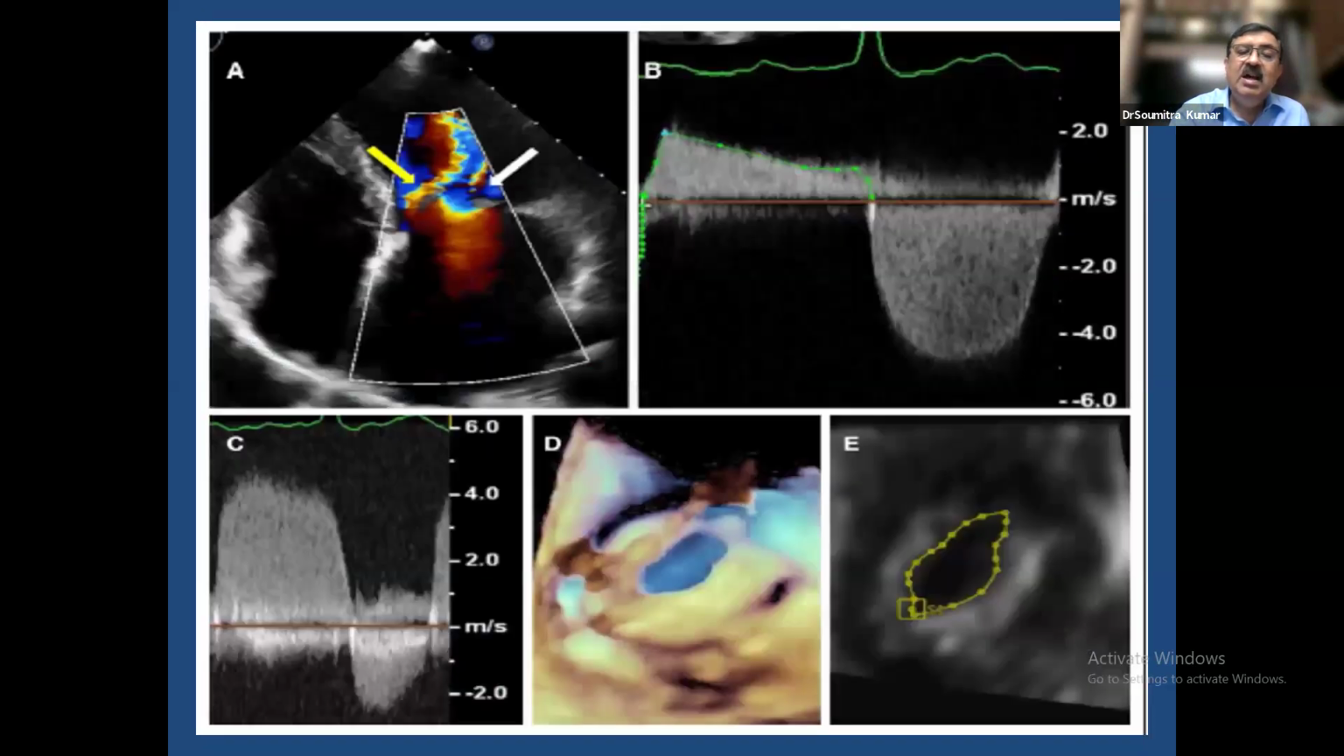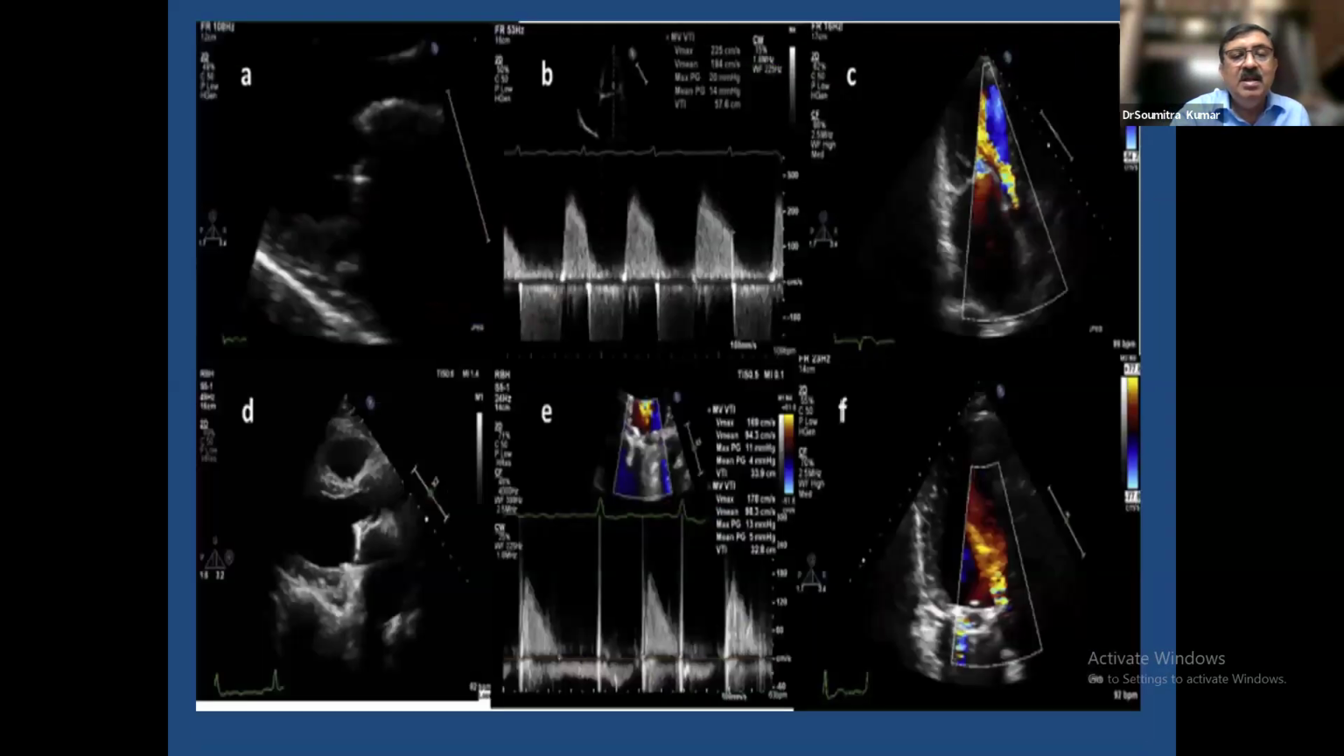In this case, DVR is the only way out because we can see MS, MR, AS, and AR, and from planimetry, we can see there is severe mitral stenosis. So this patient has to undergo a double valve replacement. This is another case where we have a combination of various lesions. So we have MS, which is severe.